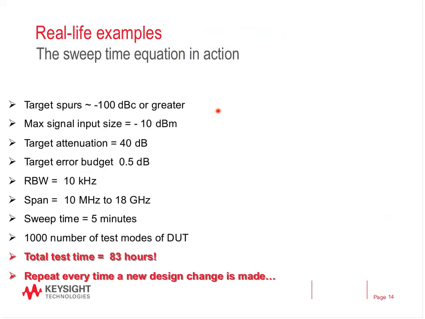So here's an example where maybe you're targeting spurs at about -100 dBc, and the maximum input to your device is -10 dBm. You've got about 40 dB of attenuation. You have a target error budget of about half a dB to a dB. This translates to a res bandwidth of 10 kilohertz. You're sweeping over the whole band of operation of your device, maybe from 10 megahertz to 18 gigahertz.